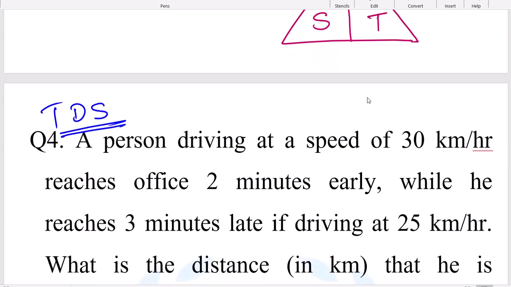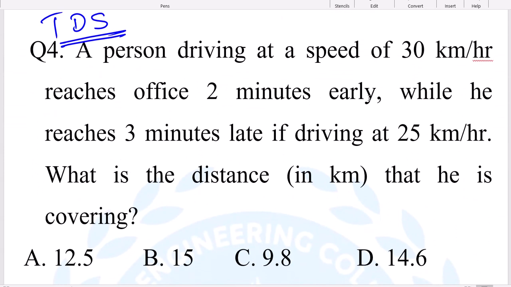See, when you have two different speeds, we'll get two different equations. Time is distance by speed. Two things. Distance is constant here, right? Yes or no? Is distance constant or not? In both cases, distance is constant, the same distance only.